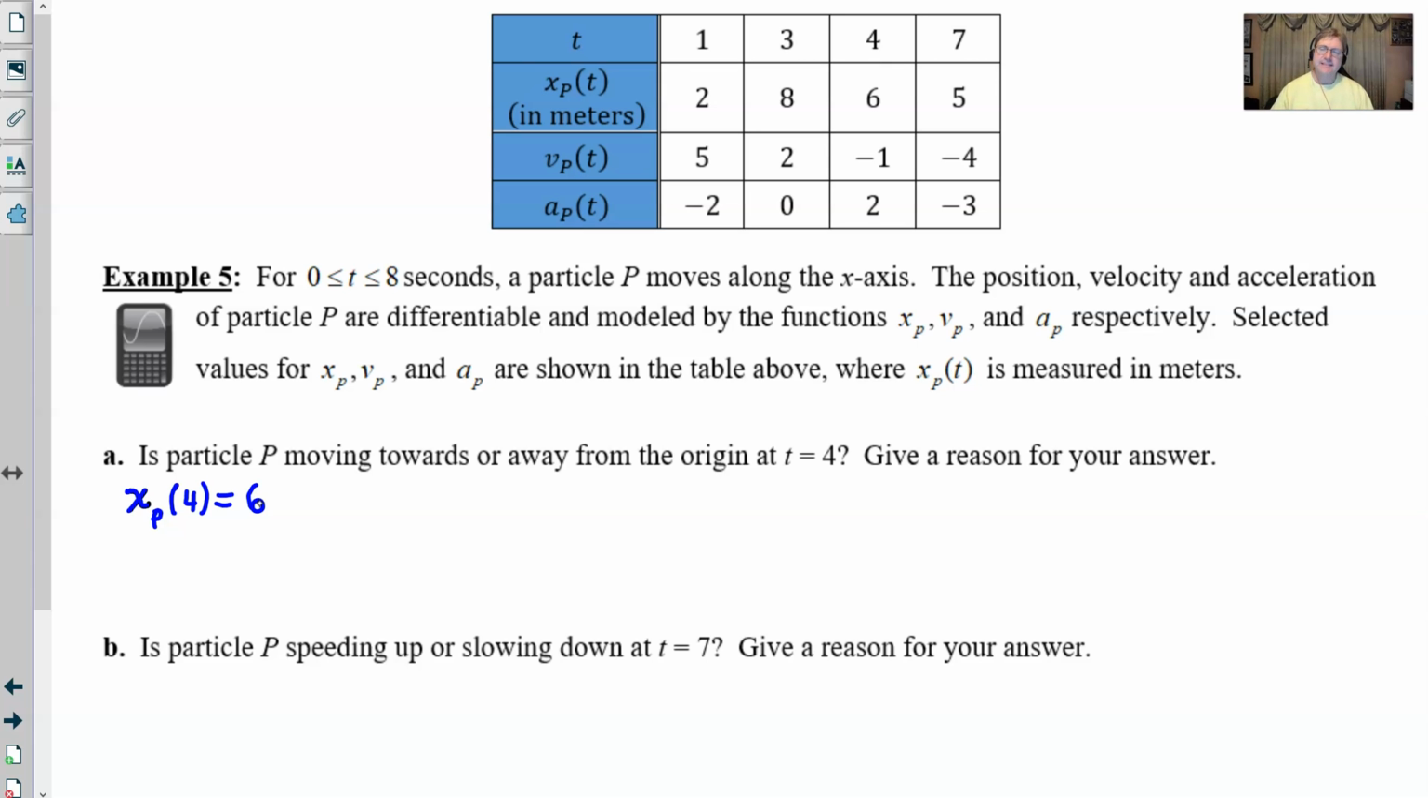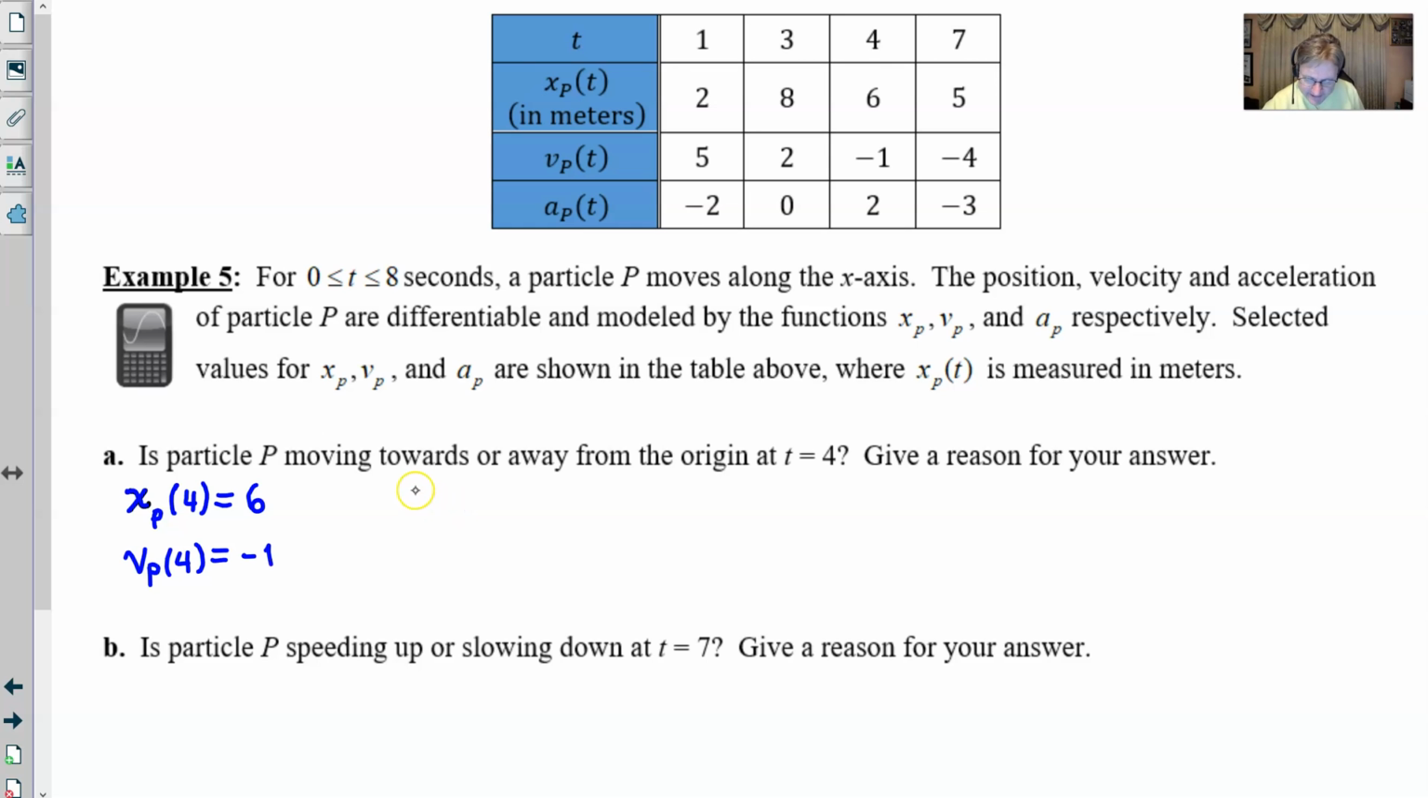However, that's not telling us if we're moving toward or away from the origin. We're going to have to figure out what particle P's velocity is. The velocity of particle P, or v sub p at time 4, can be read from the table, and that gives us a negative 1. You have to understand that a negative velocity means that the particle is moving to the left. And if you're at 6 and you're moving left, you're going towards the origin.